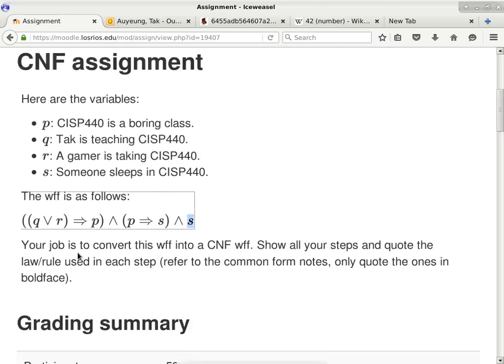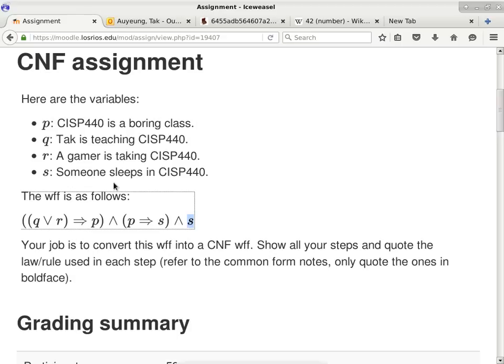So when you read it as English, it basically means TAC is teaching CISP 440, or a gamer is taking CISP 440, implies P, CISP 440 is a boring class. The second one in the conjunction is basically saying P implies S, which is CISP 440 is a boring class implies someone is going to sleep in the class. And the last one is all by itself, which is somebody sleeps in CISP 440.